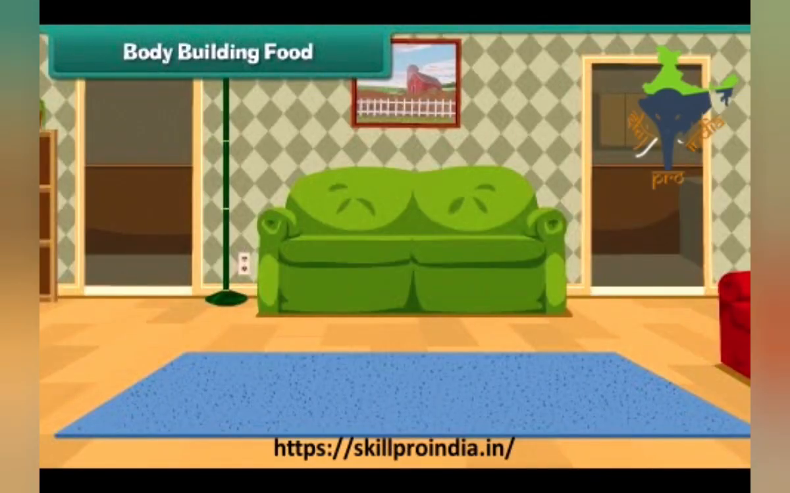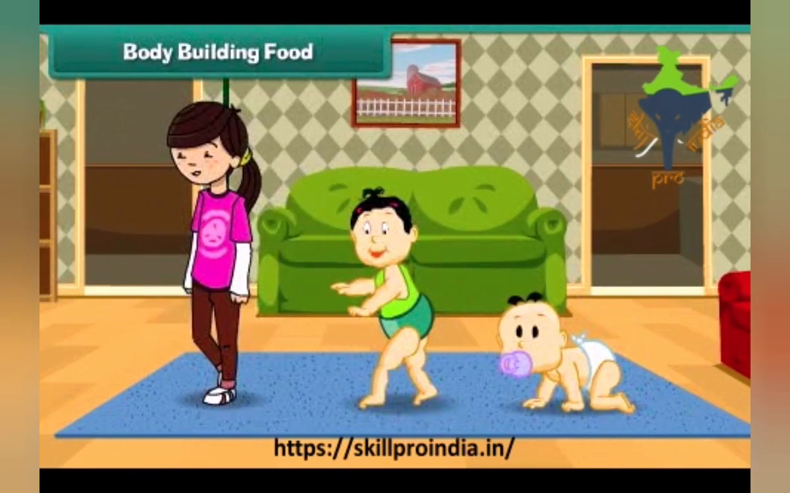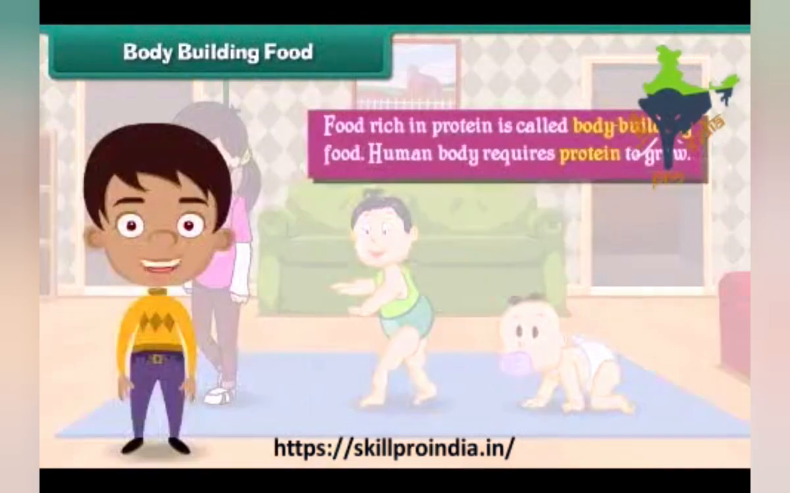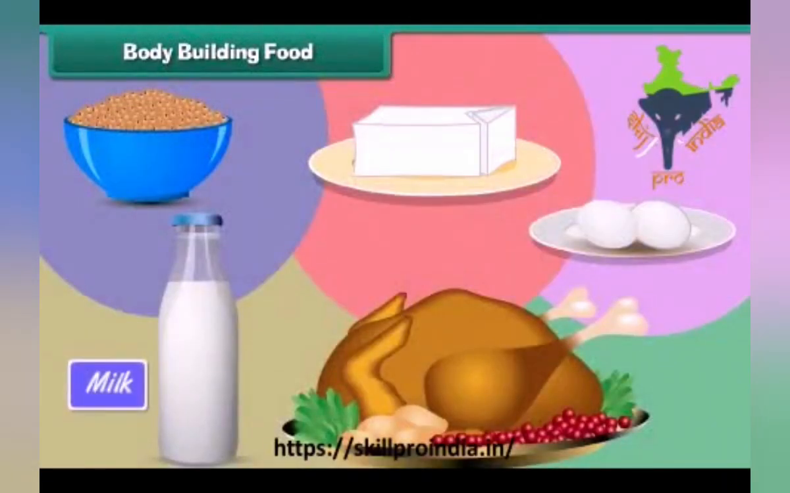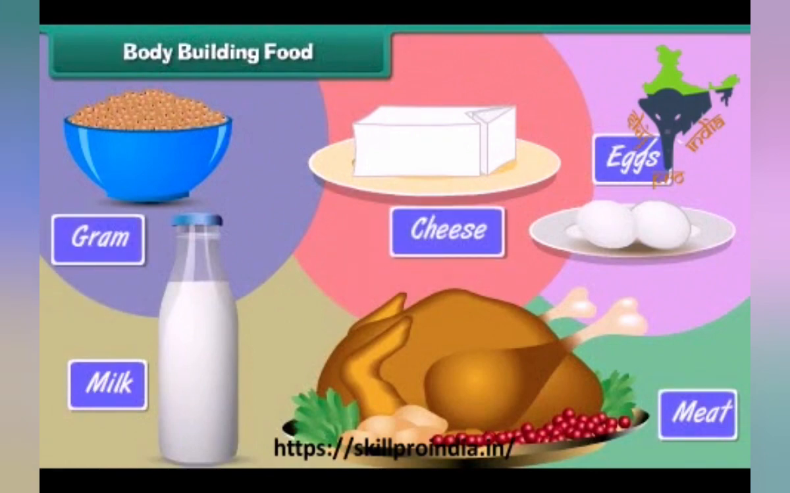Bodybuilding food. Human body needs protein-rich food to grow. Food rich in protein is called bodybuilding food. Human body requires protein to grow. Milk, eggs, meat, cheese and gram are examples of bodybuilding food.